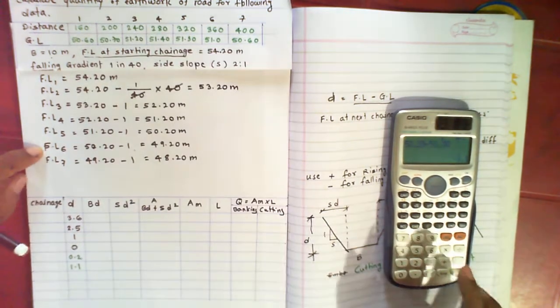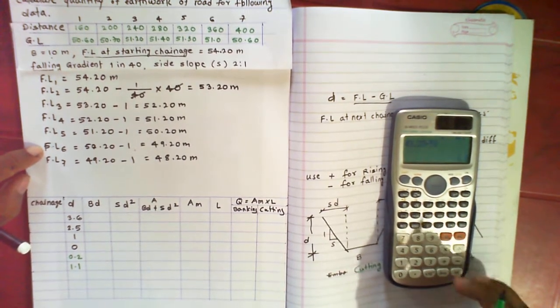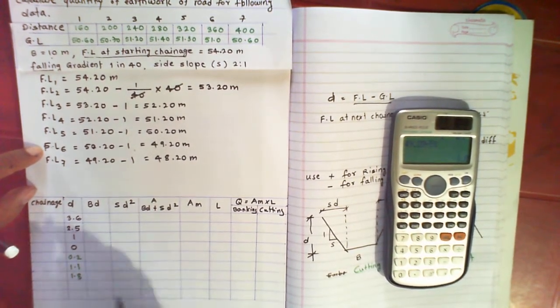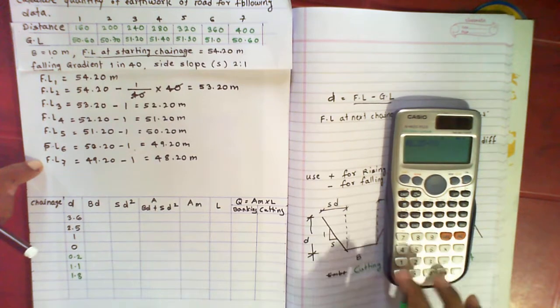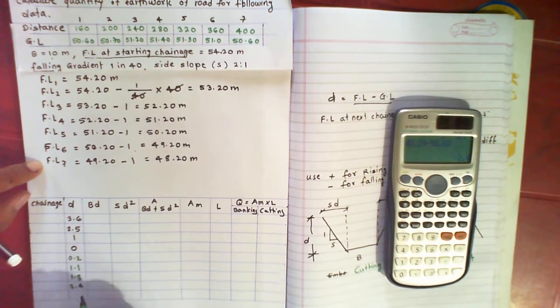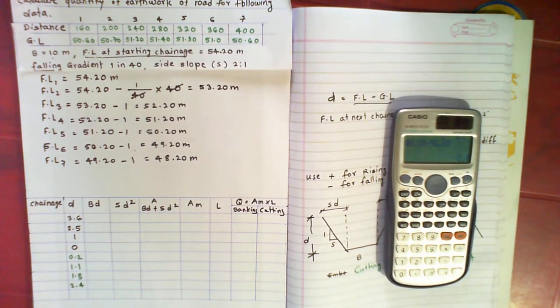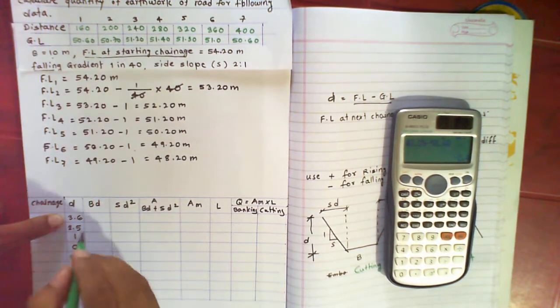FL6 minus GL6, that is 49.20 minus 51. So it will be minus 1.8. Then FL7, 48.20 minus 50.60. It is 2.4. So these green values are for cutting and black values are for banking. So now taking the second column, that is BD. So B into D, we have B as 10 meter. We have calculated depth. So this B into D, that is 3.6 into 10, that is 36.